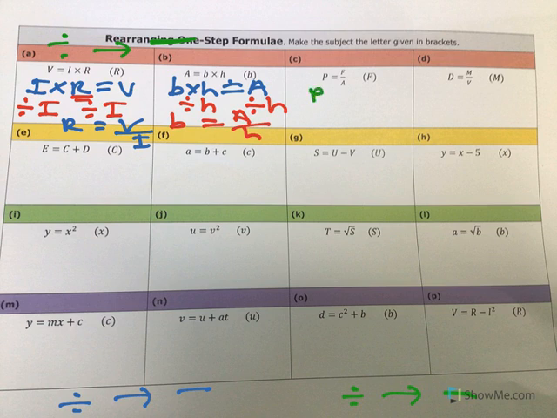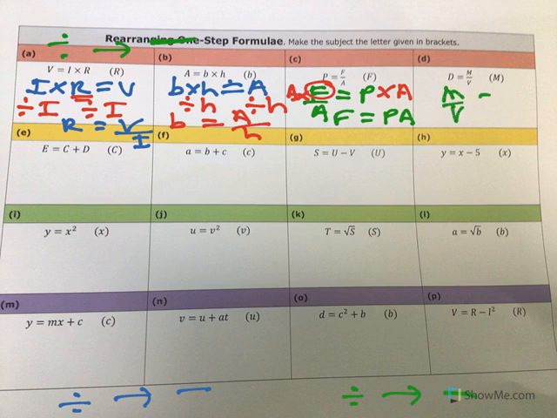Looking at the next one, P equals F over A. And I want to get F by itself. So F over A equals P. To get F by itself, you've got to get rid of the A. So go times A, and you will end up with F equals PA, because P times A is PA.